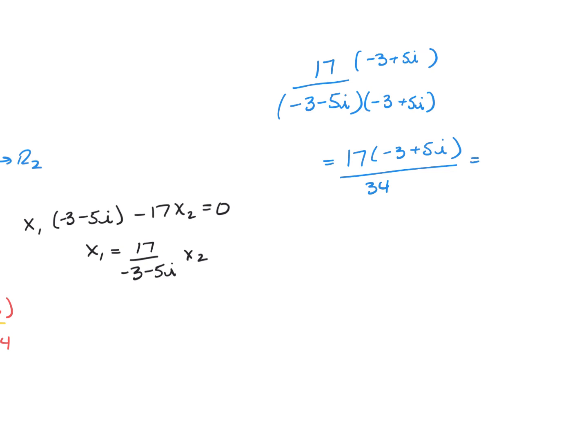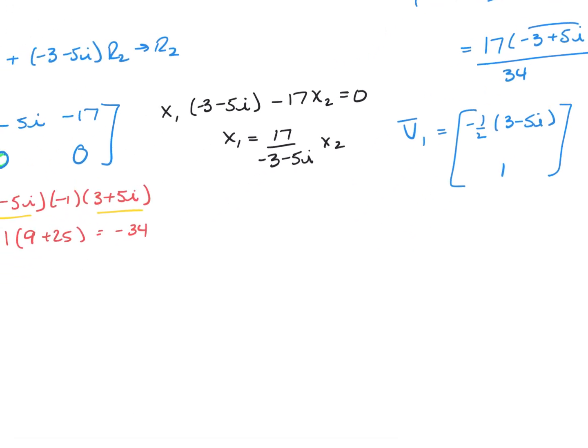If I pull out a negative, I'll get negative. The reason I'm going to pull out a negative here is because I just like to have a positive 3. It doesn't matter; you don't have to. 17 divided by 34 is 1/2. And then I can write this as 3 minus 5i. So its eigenvector v sub 1 is going to be equal to negative 1/2 times (3 minus 5i), and 1.